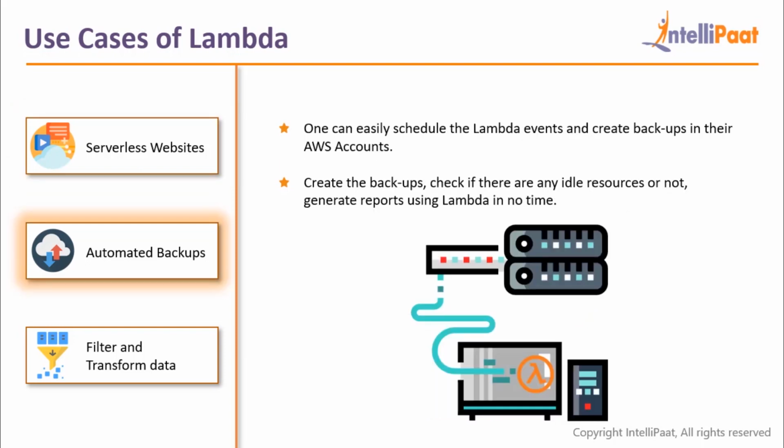So next is automated backups. The word says everything. With automated backups, you can automatically create backups. You can create Lambda events and schedule them at a particular time on a particular day and create backups automatically in your AWS accounts. To create backups, you can check whether there are idle resources and take that content, back it up, and delete it from that particular place.